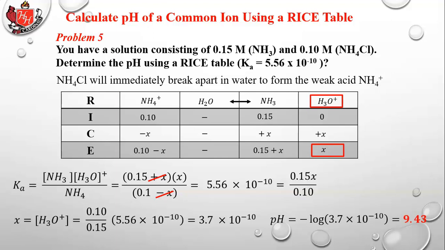So you can see that up in the initial problem, you have more of the base, the ammonia, 0.15, than the conjugate acid, the NH4 plus, 0.1. So it's going to be a more basic solution. And that's what you see. You get a pH above 7, 9.43.